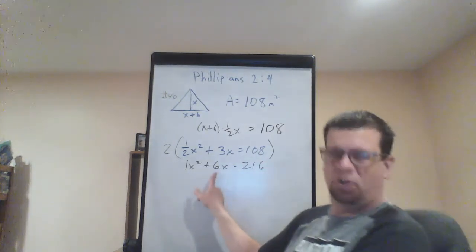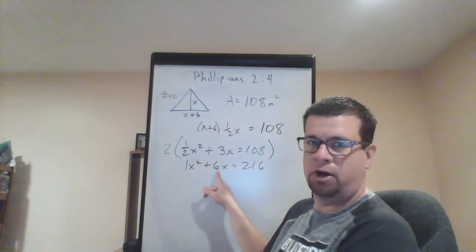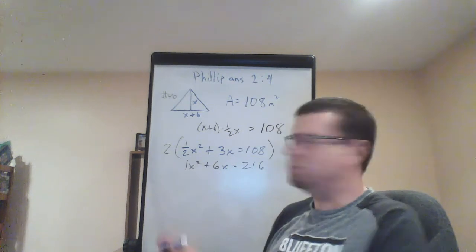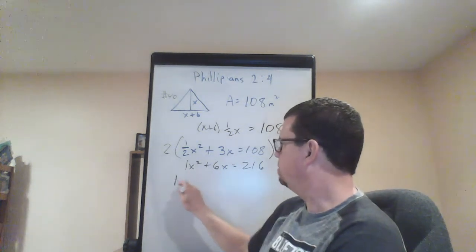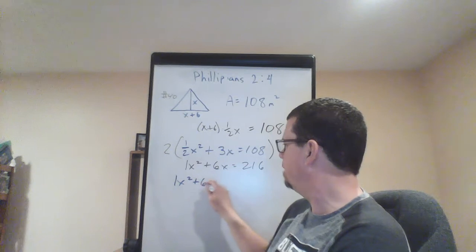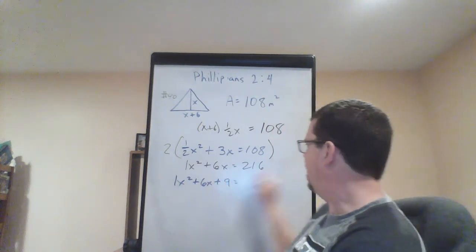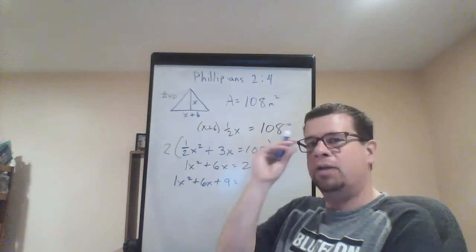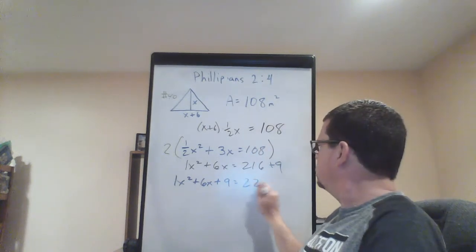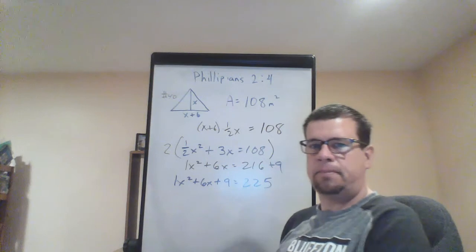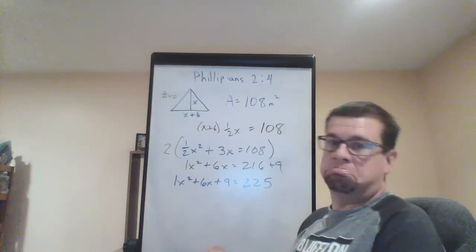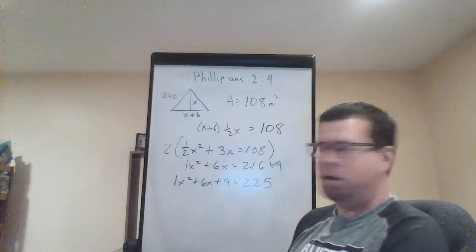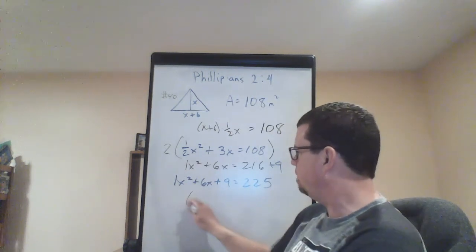Now I'm ready to complete the square. Again, that process is you look at your b term, the coefficient of your x, take half of that, which is 3, square it, which is 9. That's what I'm going to add to both sides. So I get 1x squared plus 6x plus 9. And I also want to add 9 over here because whatever I do to one side, I have to do to the other. And 216 plus 9 is 225. Now I'm ready to factor this. I have made this a perfect square. We have completed the square here, and this is x plus 3 squared.